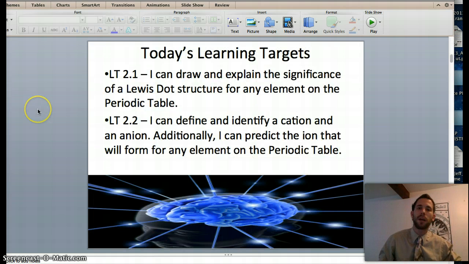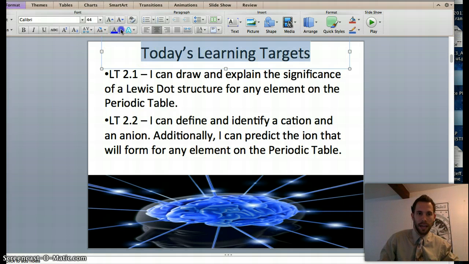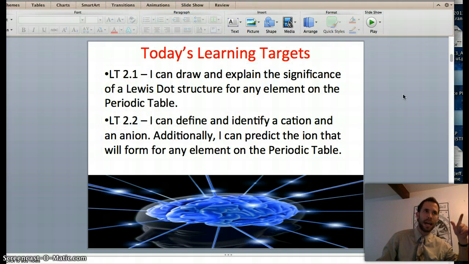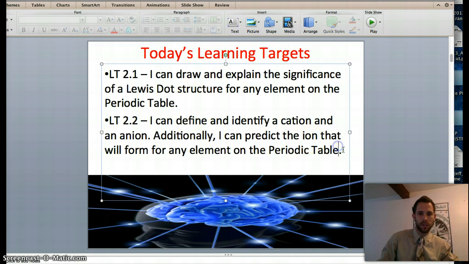First things first, let's talk about today's learning targets. We want to focus on drawing and explaining the significance of Lewis dot structures for any element on the periodic table, as well as defining and identifying cations and anions and predicting which ion will form just by looking at the periodic table. So let's give that a go.